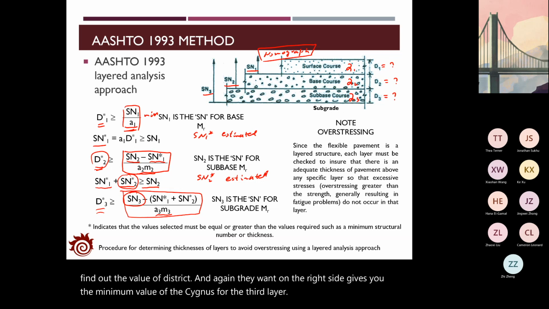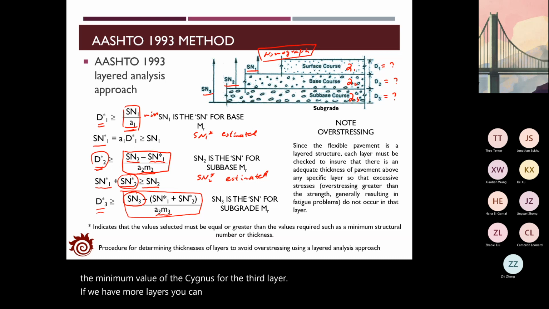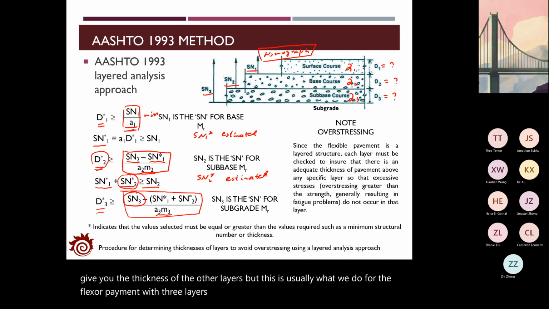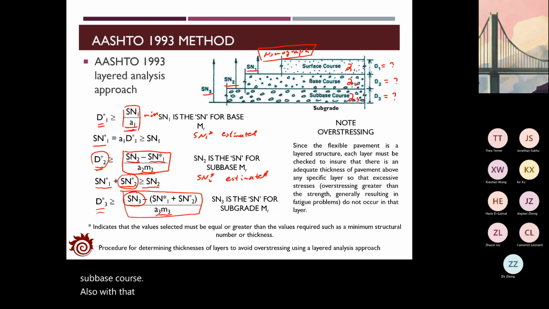If we have more layers, you can still repeat this process, and it will give you the thickness of the other layers. But this is usually what we do for the flexible pavement with 3 layers: the surface course, base course, and subbase course. So with that, we have the whole procedure about the estimation of the thickness for each pavement layer.